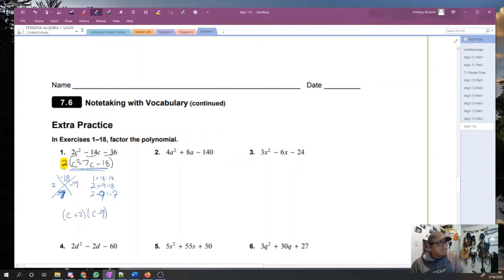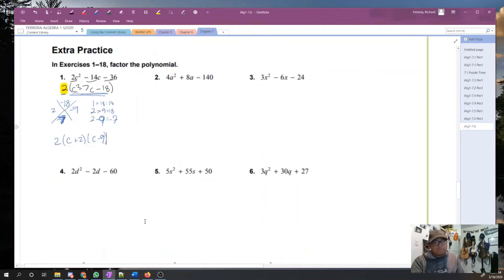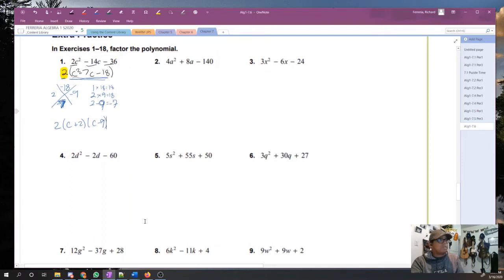Remember the 2 that I said to hold on to? Yeah, we're going to put that on right now. And that is number 1 factored. Okay. Actually, that's not much different than what you were doing before. We were still using the easy x method. So let's do one more of those, and we'll try to find a more difficult x method.